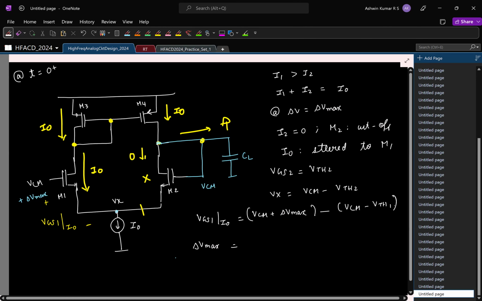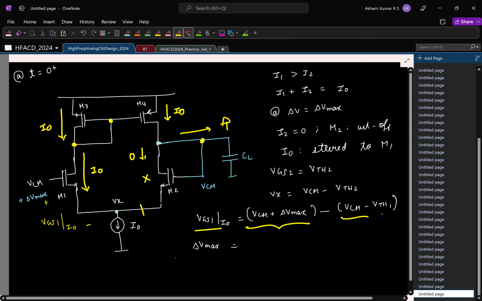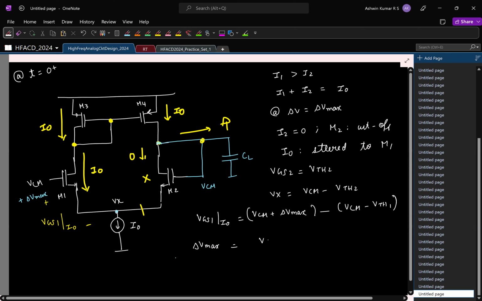Can you please reiterate the part of VCM and this one? Okay, I see. This is fine, right? This is the source voltage, and what I'm saying is VGS is the gate minus source voltage. So delta V max is VGS1 minus VTH1 at a current of I naught. That is basically the overdrive of M1.